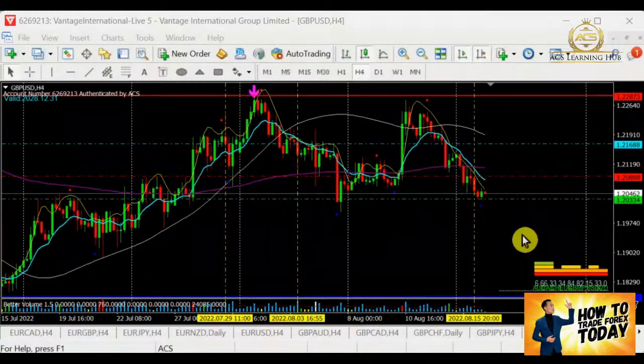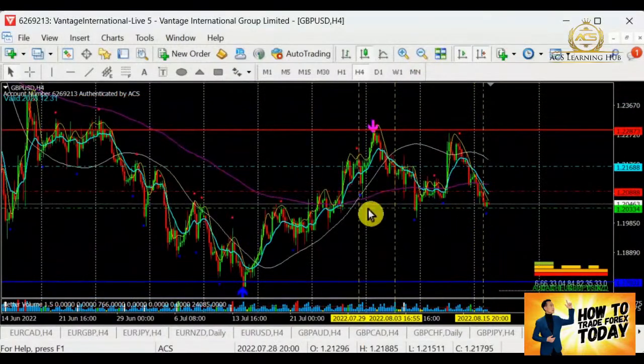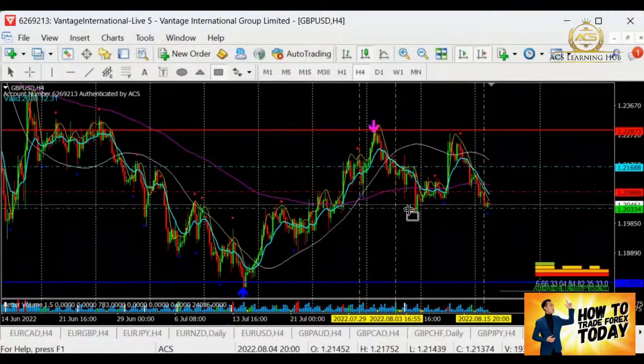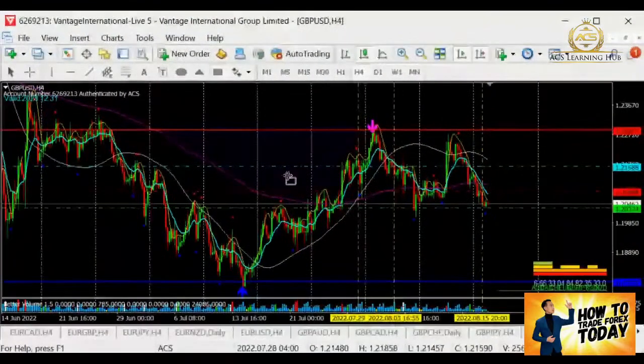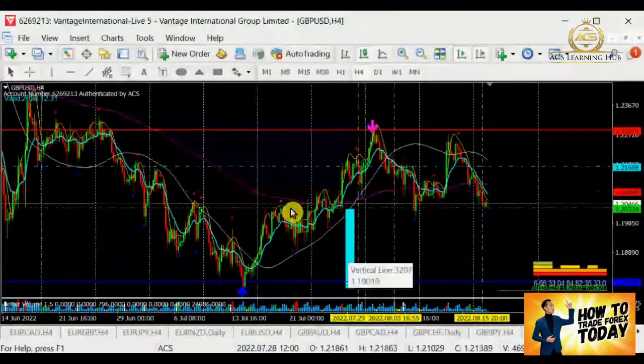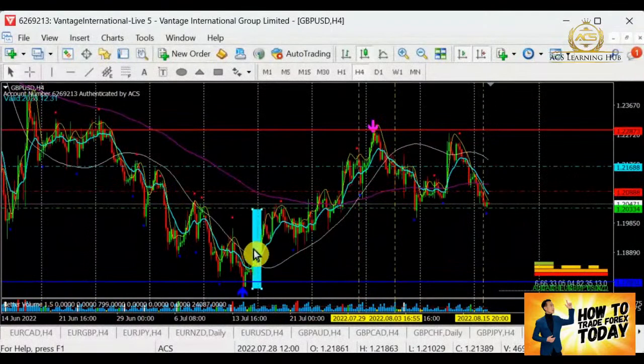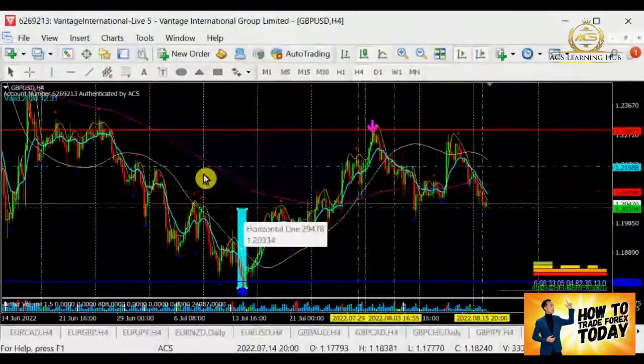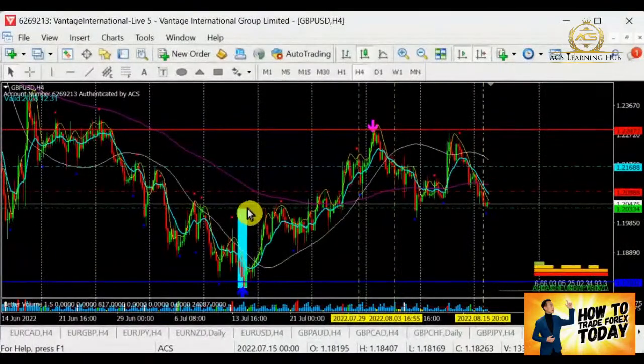Because in general, I'm still looking for pound dollar to sell into this area. This area is my targeted area. So let me place it here. This is still my area. So I'm still looking out for this area to actually sell. So just take note.